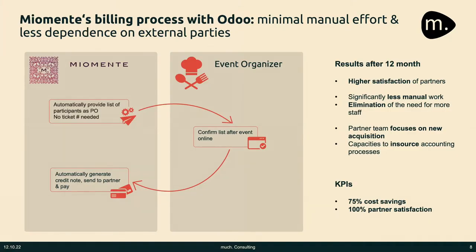So you need to keep your partners happy. It's also a lot better because it's very transparent. They get a list of each participant for each of the purchase orders, so they have all the information to check this. They don't need to store any numbers or actual tickets anymore. So this makes it a lot more seamless for the partner to work with Miomente.